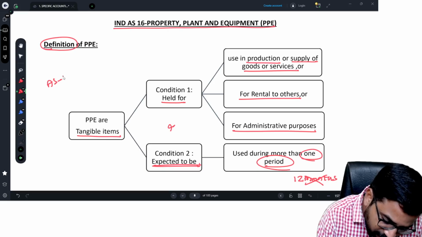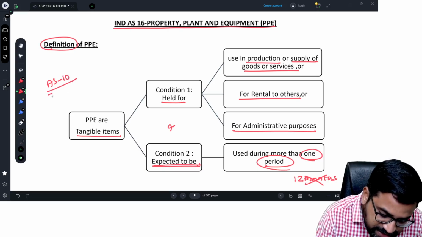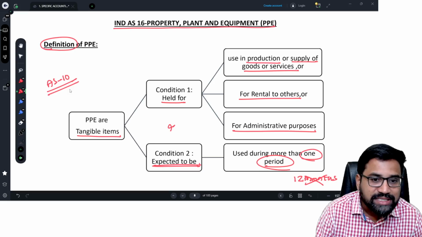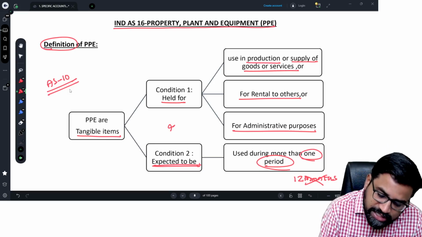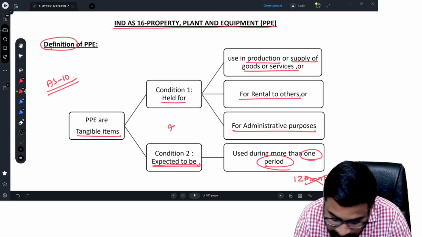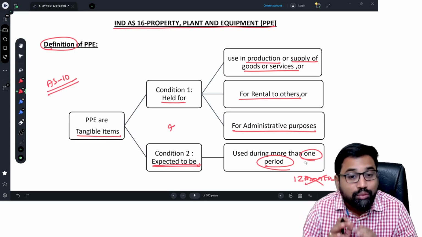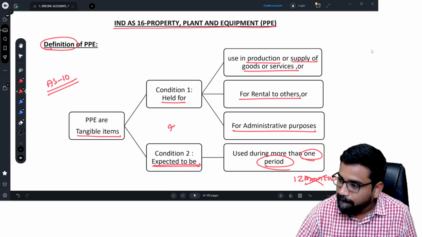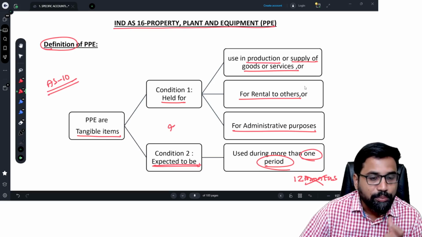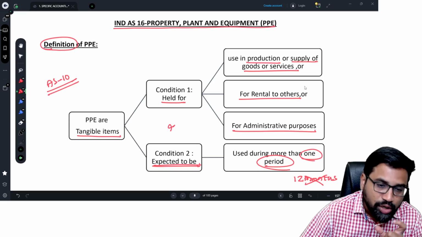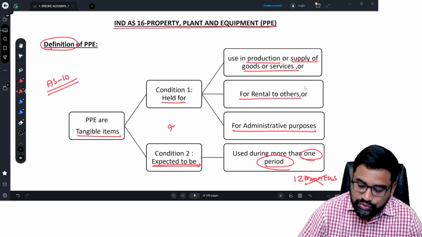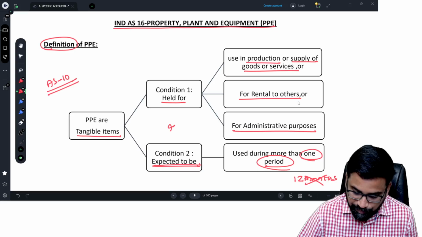Previously we have normal AS, right? In normal AS there is a standard called AS 10 which talks about PPE. Now IND AS 16, normal standard AS 10. Normal AS 10 also uses the same definition, except for 12 months. In the normal standard they use 12 months, but here more than one period. Now we understood any tangible item, in order to become property, plant, equipment, has to be held for any one of these three purposes, and we are expecting it to be used for more than one accounting period.